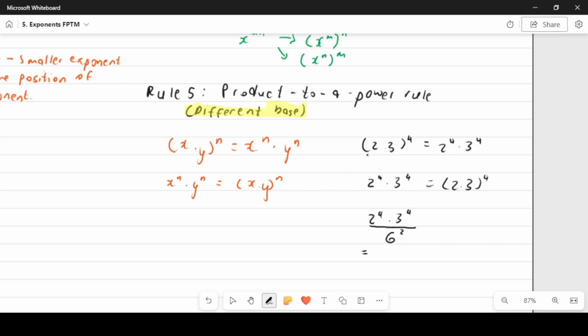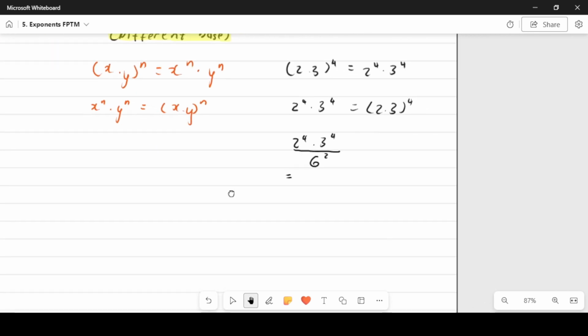So let's see a visual example of this, right? So see, 2 times 3 to the power 4 is equal to 2 to the power 4 times 3 to the power 4. If you have 2 to the power 4 times 3 to the power 4, then that's equal to 2 times 3 raised to the power 4. Note how I'm stating this verbally.